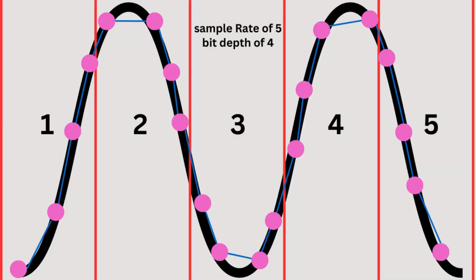Let's use another oversimplification, and let's go back to our sample rate of 5. But this time we're going to add a bit depth of 4. So this means there are 4 bits per sample. If we look at this picture, we can see that each pink dot represents a bit. And if we connect all the dots in our signal, it would look something like this.